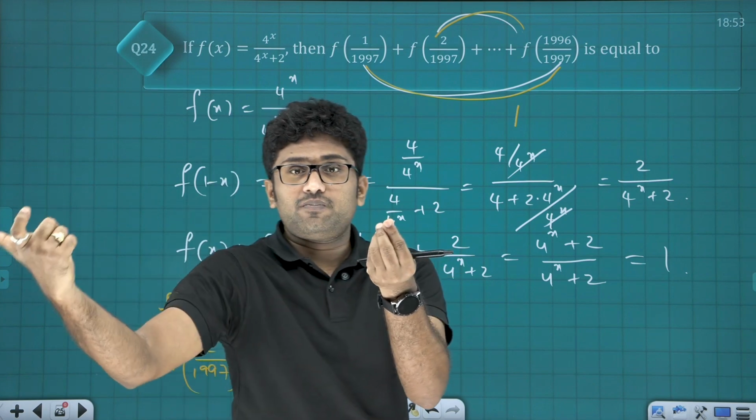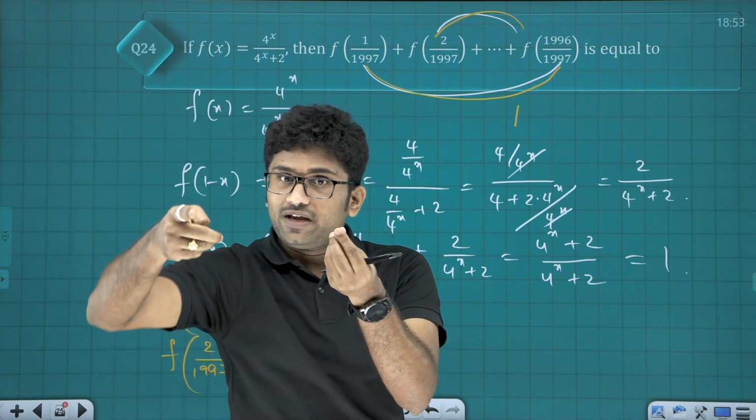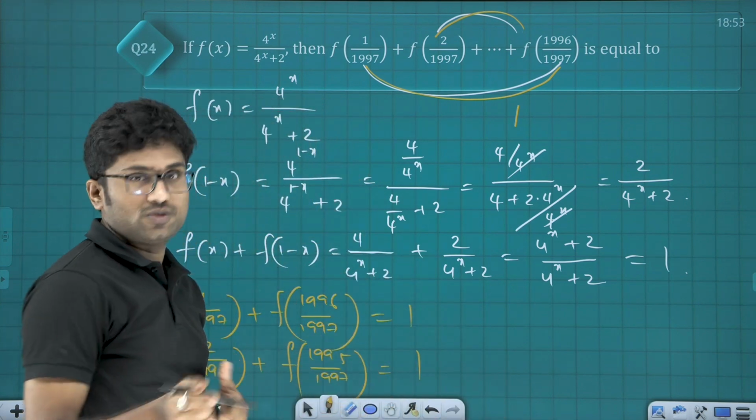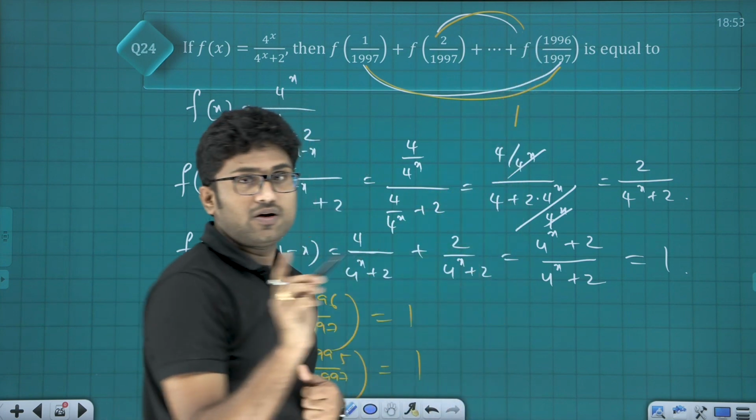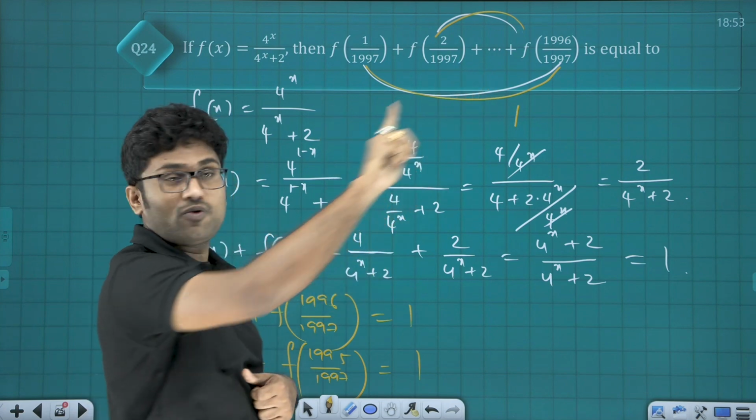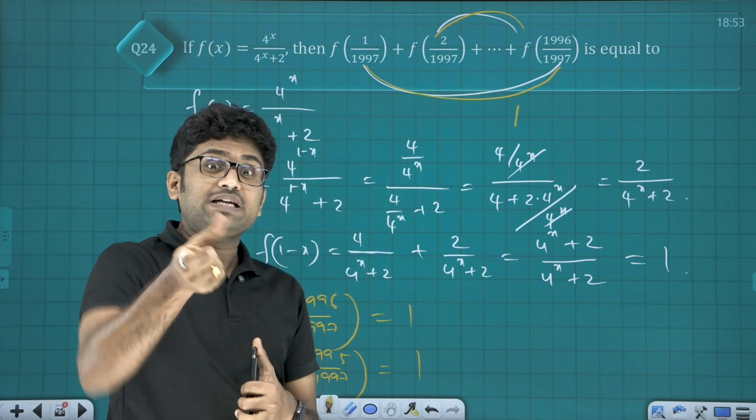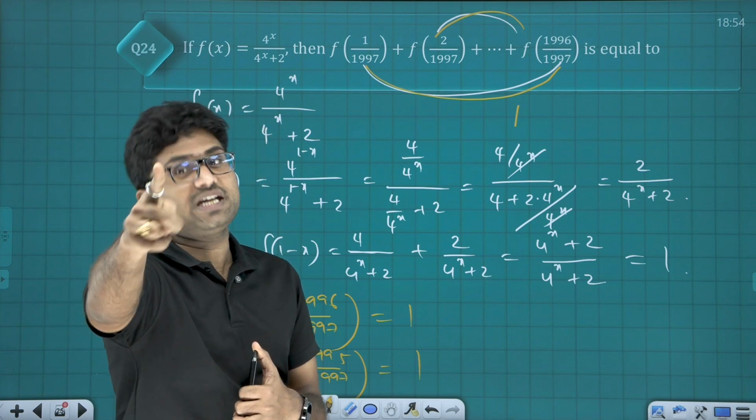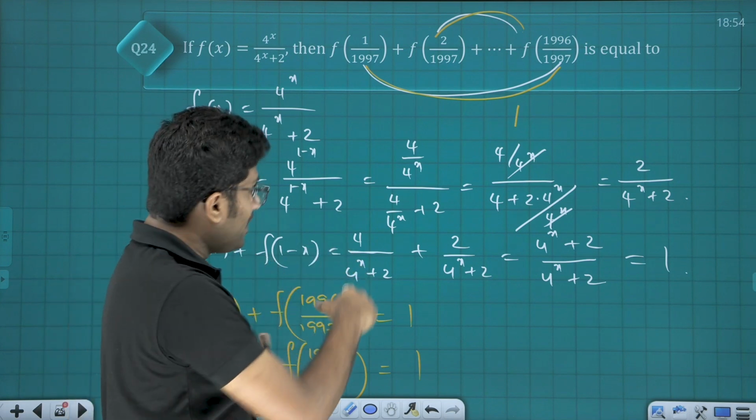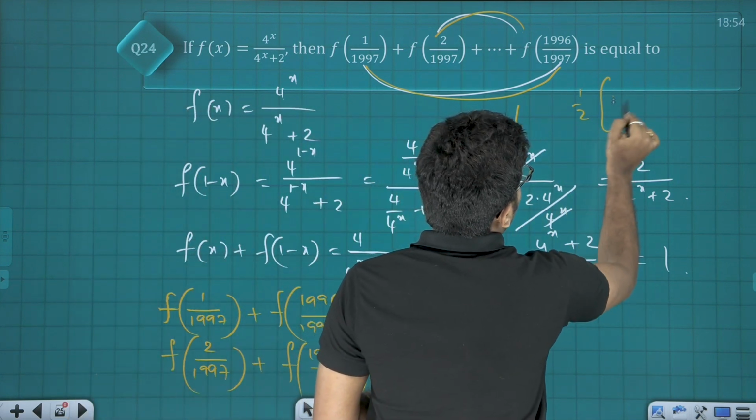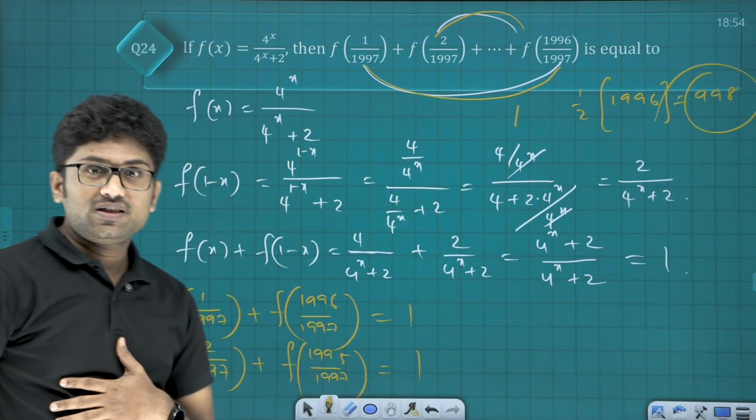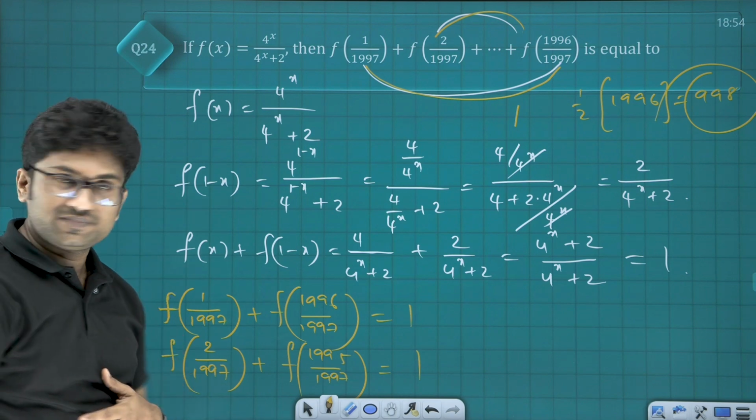The sum of the third term and the third term from the last will again be 1. The sum of the fourth term and the fourth term from the last will again be 1, and so on. How many terms in total? 1996 terms, starting from 1 to 1996, no? Now out of these 1996, the sum of 2 terms we are getting as 1, correct? That means the required value will be half of the total number of terms, which is 998, friends. The answer is 998. Clear? Next.